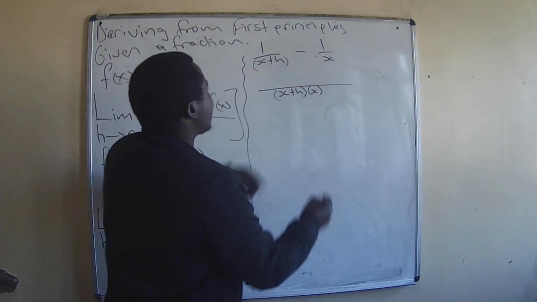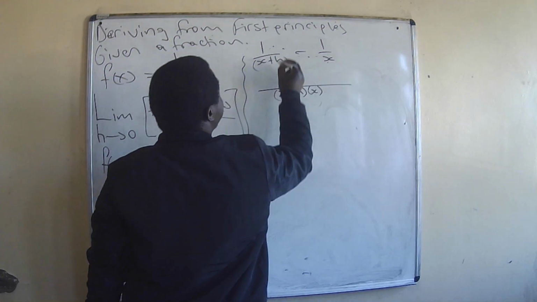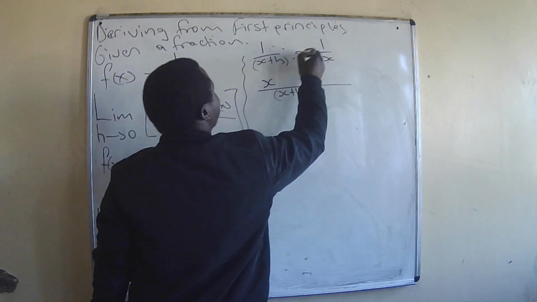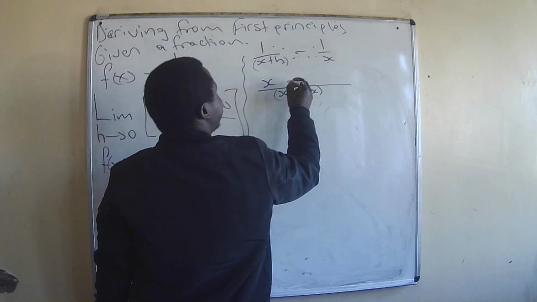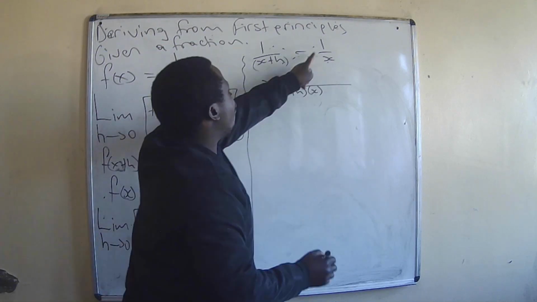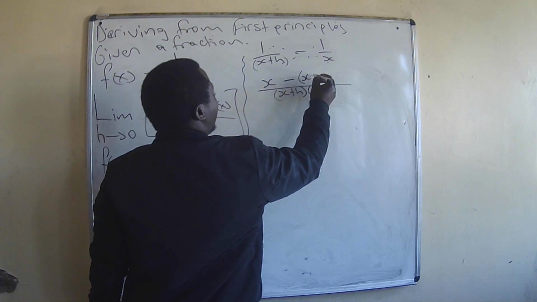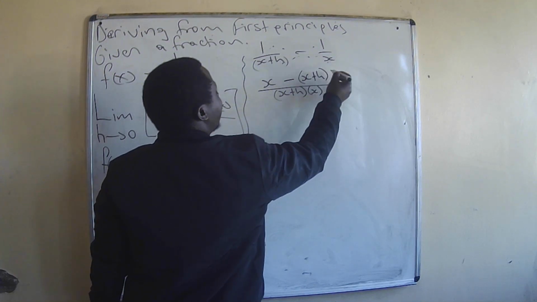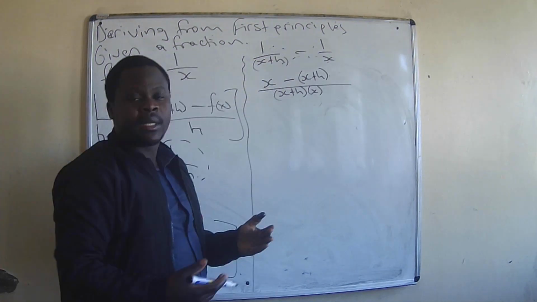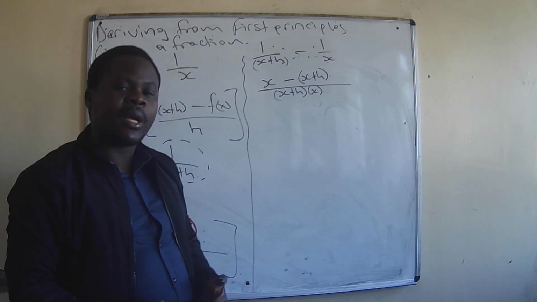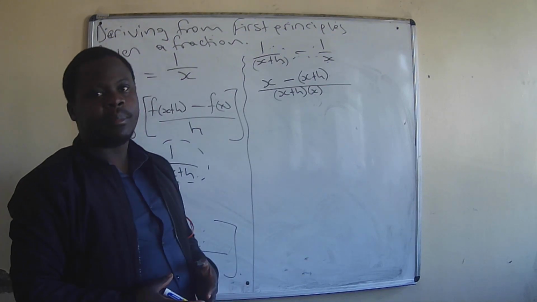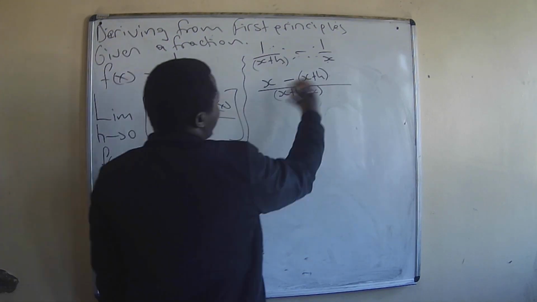So we are going to cross multiply. 1 times x, we have x. 1 times x plus h, minus, but 1 multiplied by this bracket, we are going to put in a bracket, x plus h multiplied by 1, it remains like that. I guess you know that anything multiplied by 1 remains the same. So let's open the bracket.